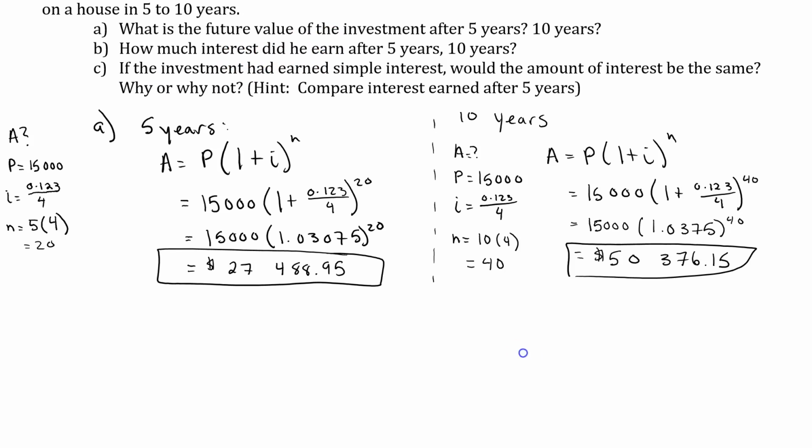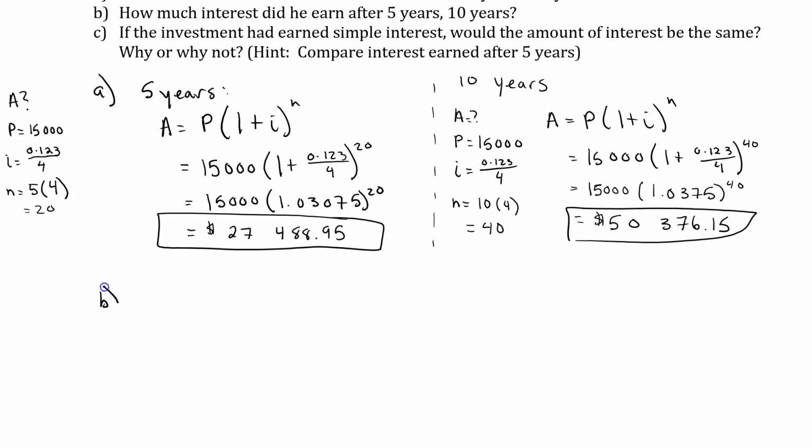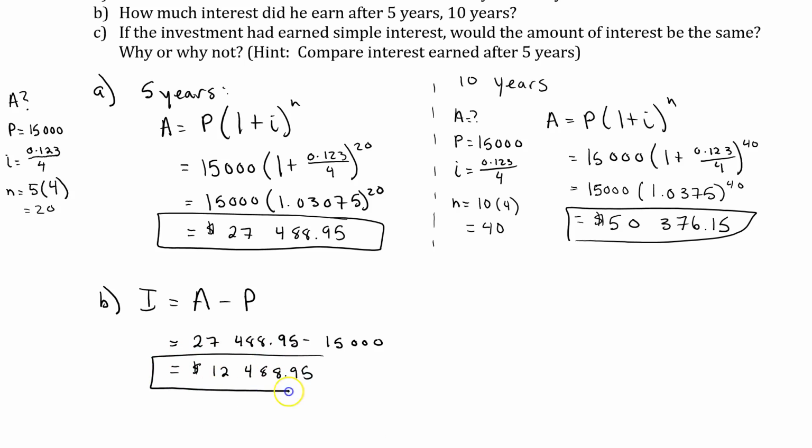So let's look at B part. How much interest did he earn after 5 years or 10 years? So remember that interest is just the future value minus the principal. That's it. You take the amount that he ends up with and you subtract what he initially invested and you'll get what the interest is. So if we were to do that, we're going to say $27,488.95 minus the principal, which is $15,000. So after 5 years, compounding quarterly at 12.3%, we'll have $12,488.95 worth of interest. Let me just rewrite that. So this is how much he's earned in interest.